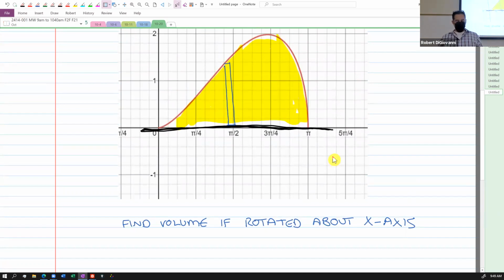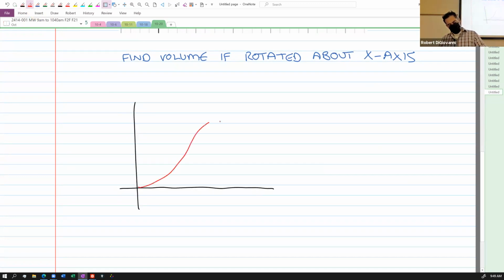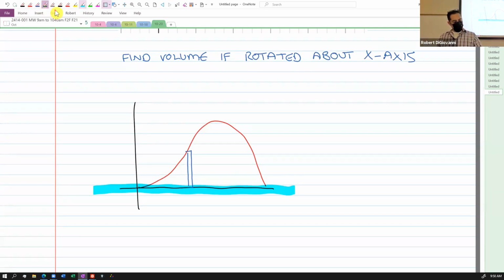I'm going to redraw it just real quick. I have this general picture. It's like this, comes back down. Got my rectangle in here. I'm going to rotate it about the x-axis. So I'm going to do washers. And in terms of this formula sheet I gave you, the 4 boxes, this will be the first one, right? We're going to do that first box on this formula sheet.